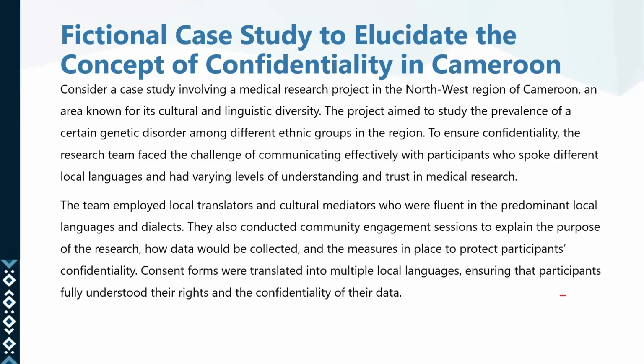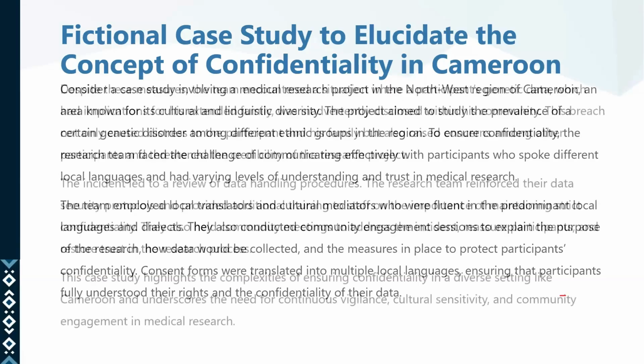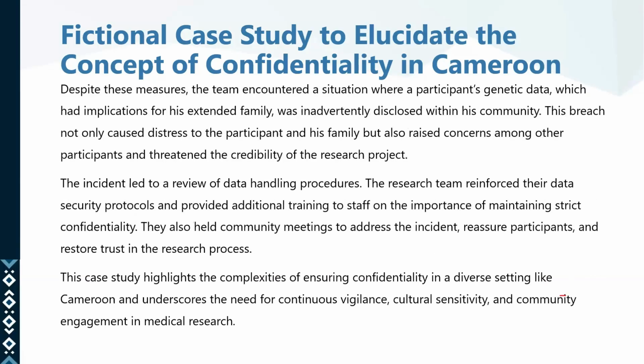Consent forms were translated into multiple local languages, ensuring that participants fully understood their rights and the confidentiality of their data. But despite all these measures, the team encountered a situation where a participant's genetic data, which had implications for his extended family, was inadvertently disclosed within his community. This breach not only caused distress to the participant and his family, but also raised concern among other participants and threatened the credibility of the research project.